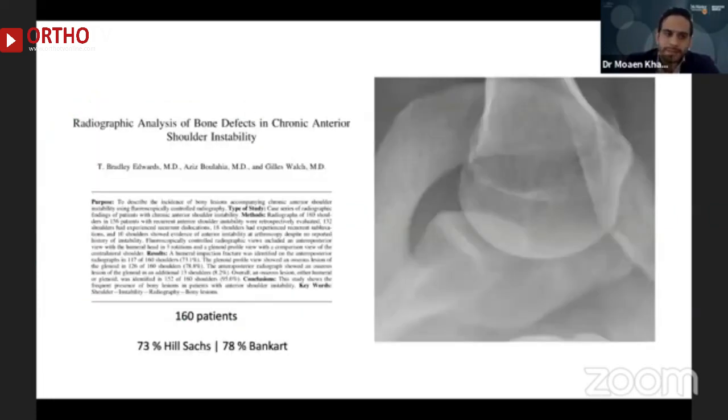And to illustrate the point about how common glenoid bone loss is, this is a radiographic analysis study of bony defects just based on X-ray in anterior shoulder instability. They looked at 160 patients that had dislocations, whether it was recurrent instability or anterior instability. They found that there was a 78% prevalence of Bankart lesions or bone loss on the glenoid, and 73% had a Hill-Sachs lesion.